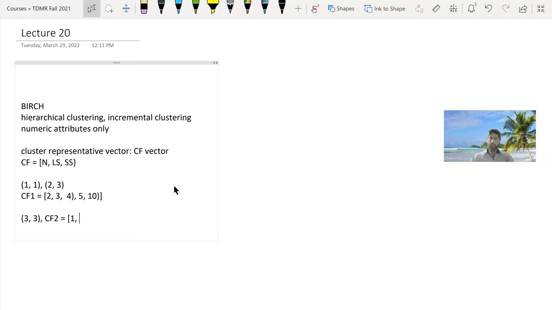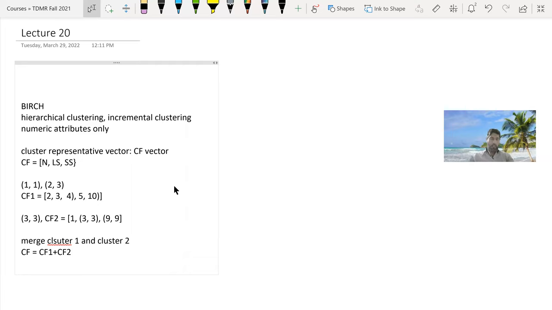Okay. So 3, 3 hai na. So LS kya hoga iska, 3 and 3, and SS would be 9 and 9. So this is a CF for this cluster. So if at any stage in your point, if you merge cluster 1 and cluster 2, the new CF that you get would simply be the CF vector sum. So in other words, the merging operation can be represented simply by the sum of the corresponding vectors.